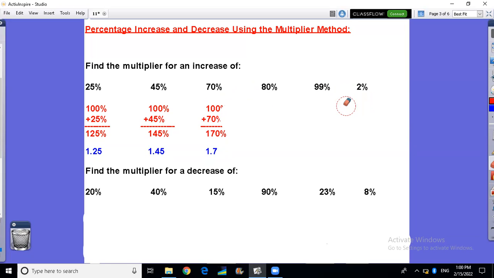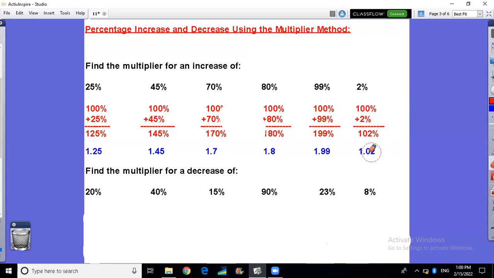You can pause the video right now. Please pause it, then come back to check if your answers are correct or not. Okay, I'm going to reveal the answers right now. Please pause it if you haven't done it. Do it on your own, then come back to check. Right, here are the steps and the final answers of the last three percentages.